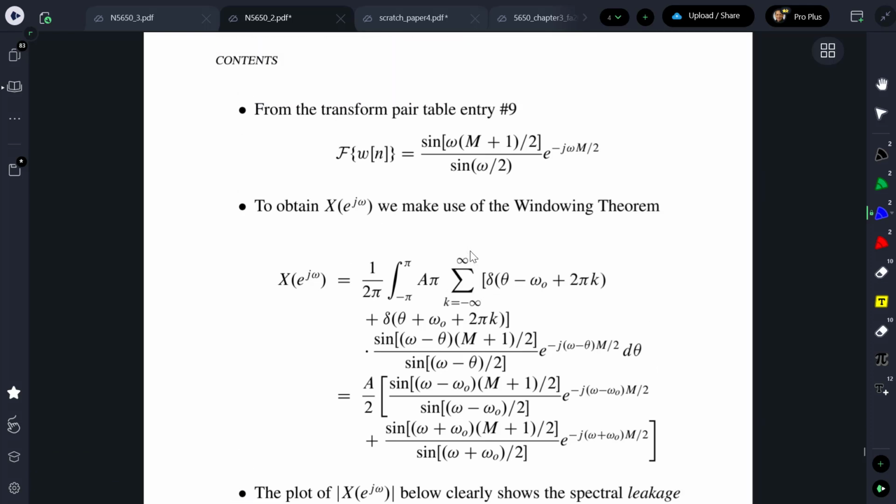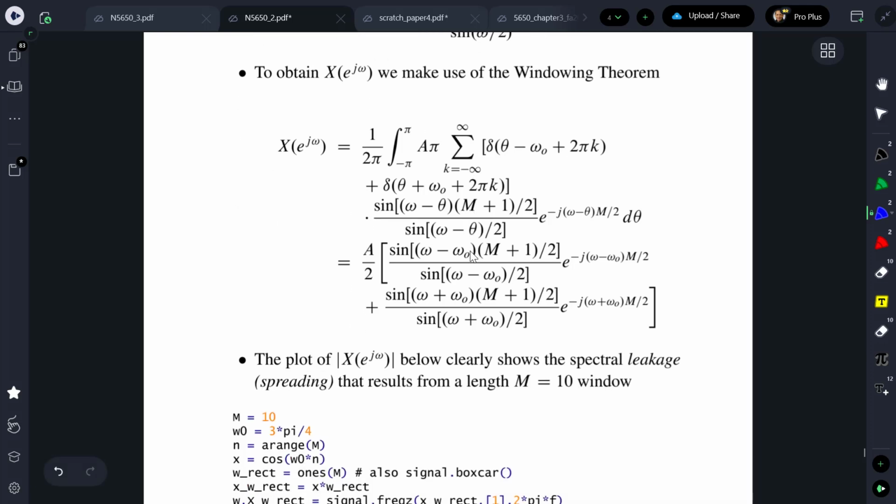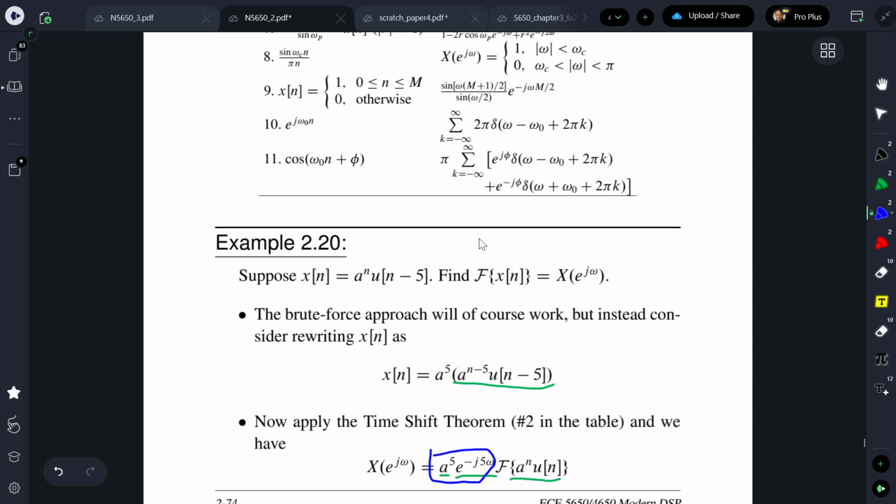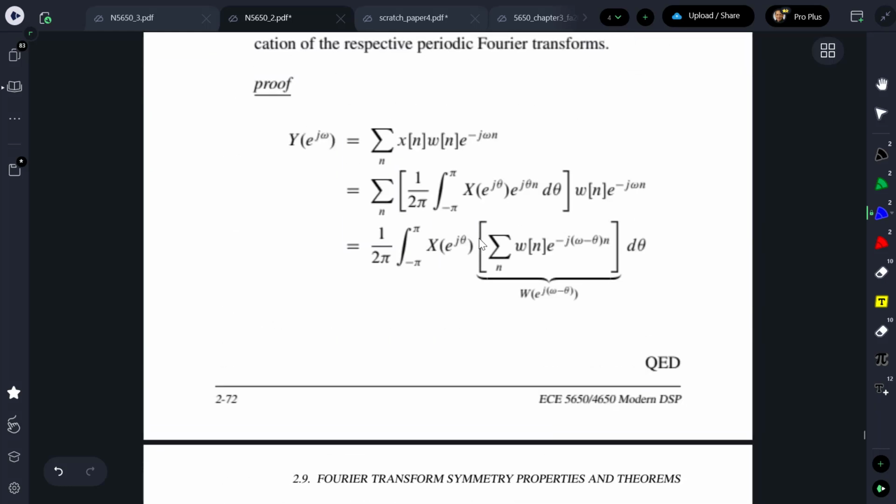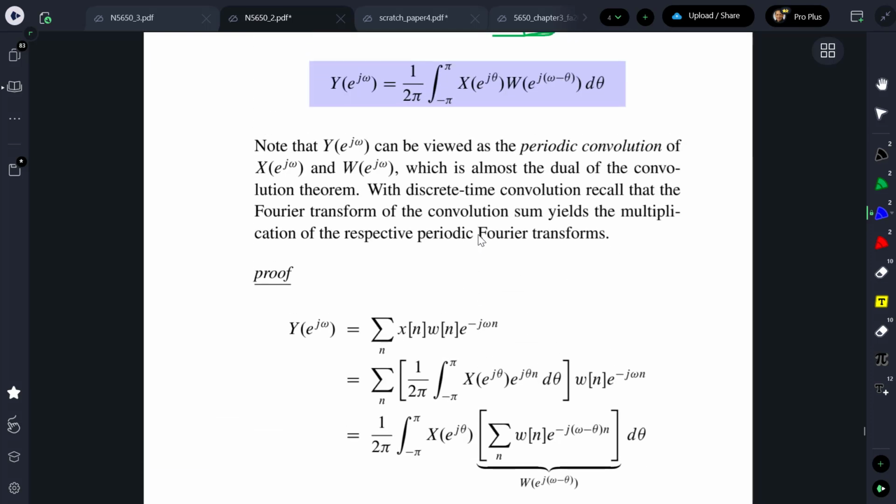So the rectangle is from table entry number 9, a sine Mx over sine x. This was what I called the aliased sinc function. That's in the frequency domain for the rectangular window. And now we use the windowing theorem, which was written out a few pages back. It's a fairly messy looking theorem, but this is an opportunity to try to use it. This is the theorem right here.